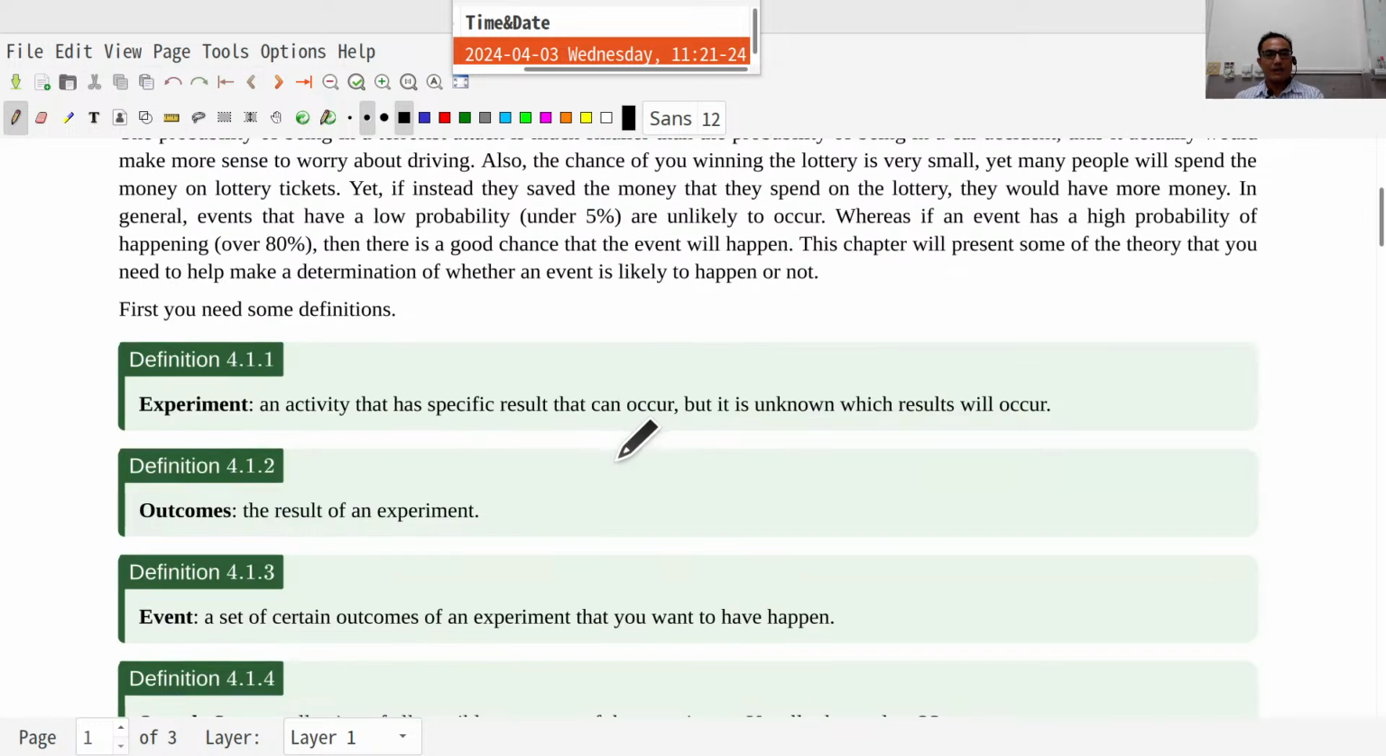Here is the first definition: experiment. An experiment is an activity that has specific results that can occur, but it is unknown which result will come. For example, in my master research and my PhD research, we did a lot of experiments about microbiology. And the second term is outcomes. The outcomes are the results of an experiment.